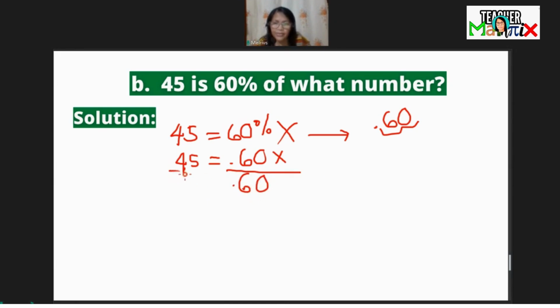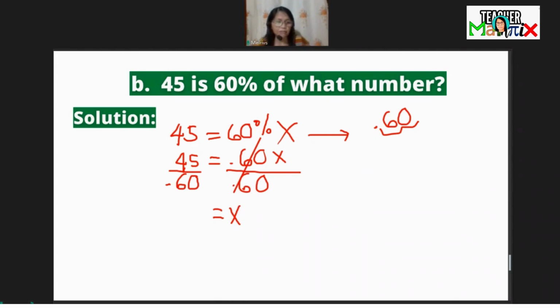From the right, over 0.60 to the left. Now, of course, cancel 0.60 divided by 0.60. Just cancel. Of course, the quotient will always be 1. Whatever is the quotient of 45 over 0.60, that will be the value of x. Okay, let's solve manually.